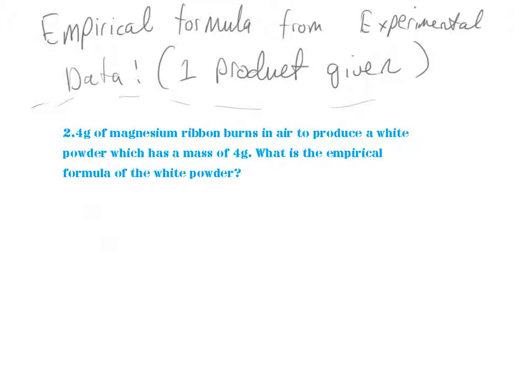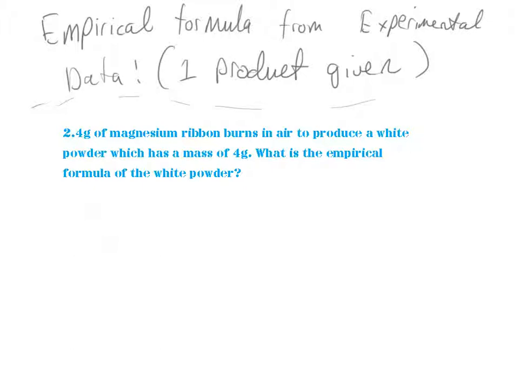2.4 grams of magnesium ribbon burns in air to produce a white powder which has a mass of 4 grams. What is the empirical formula of the white powder? Okay, so the product is the white powder, and we need to work out the empirical formula of that powder. And we've been given the mass of the powder and the mass of the magnesium.